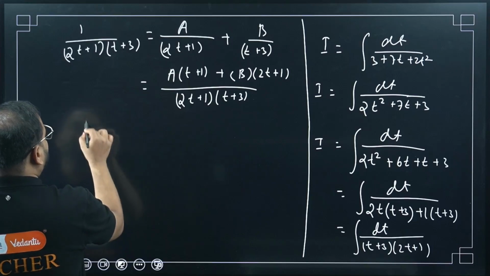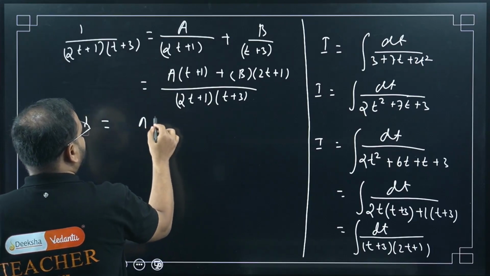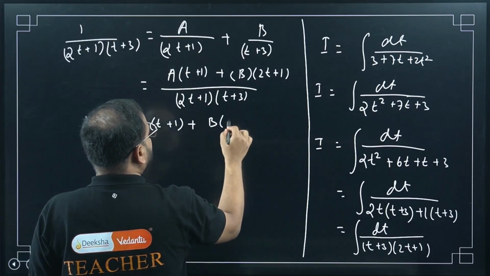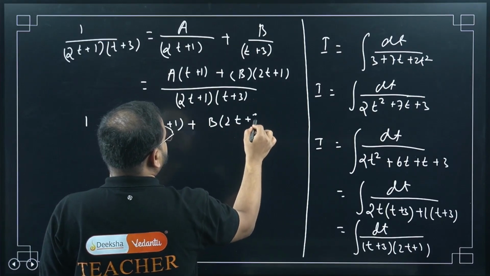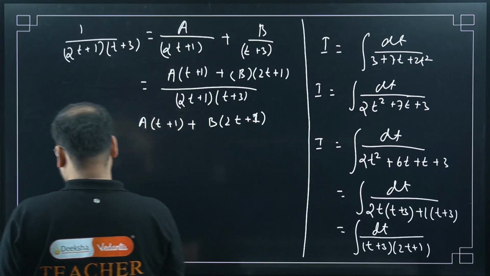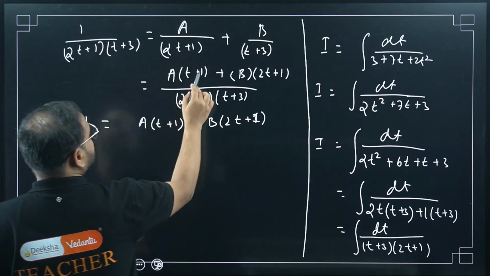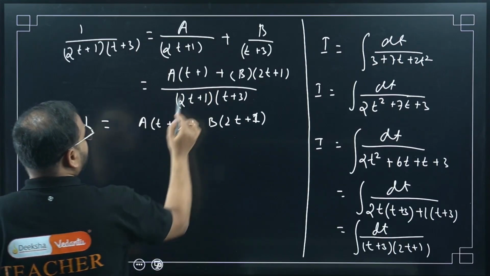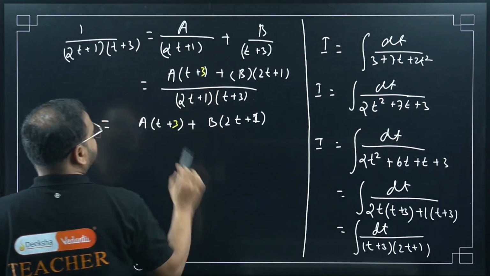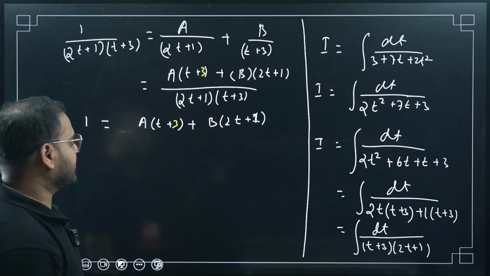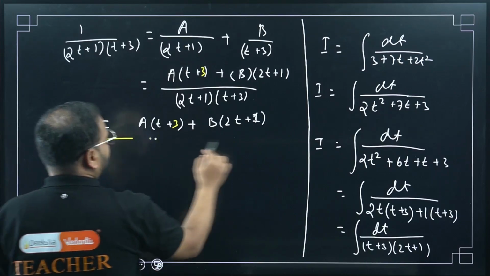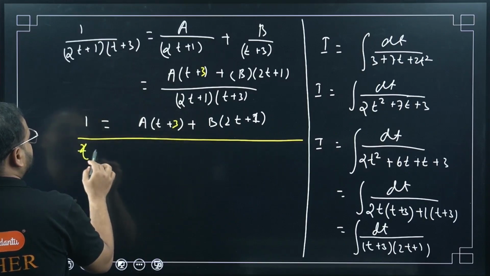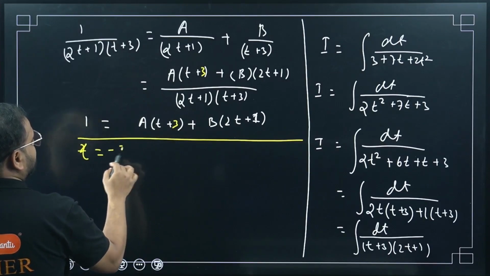So I get 1 equals a times t plus 3 plus b times 2t plus 1. One mistake is there, it is t plus 3. Okay, t plus 3 and 2t plus 1. Now I have to find the values of a and b for the partial fraction. So put t as minus 3.